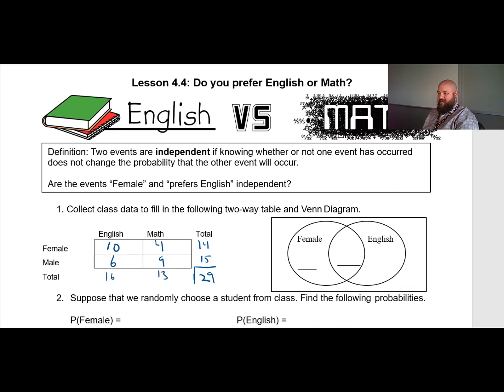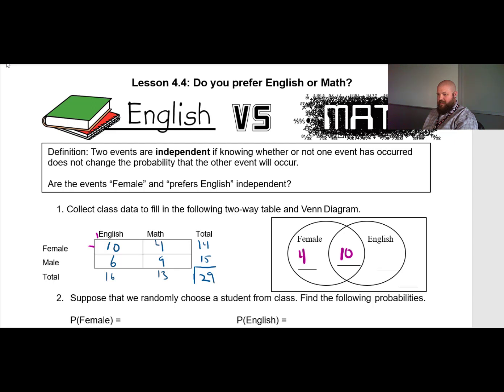Now setting up this Venn diagram, a review from the lesson we had previously. So the females that preferred English are right there in the middle, right? So we know we should get 10 right in the middle. Now, females that did not prefer English, so they went after math, but they're still in the female category. There were 4 of them.